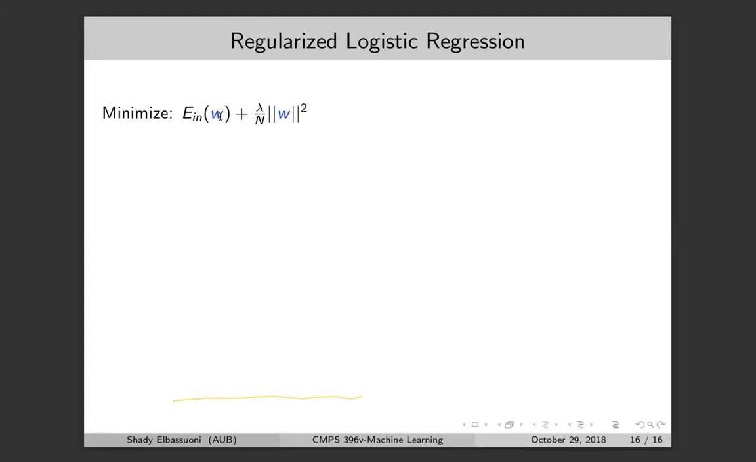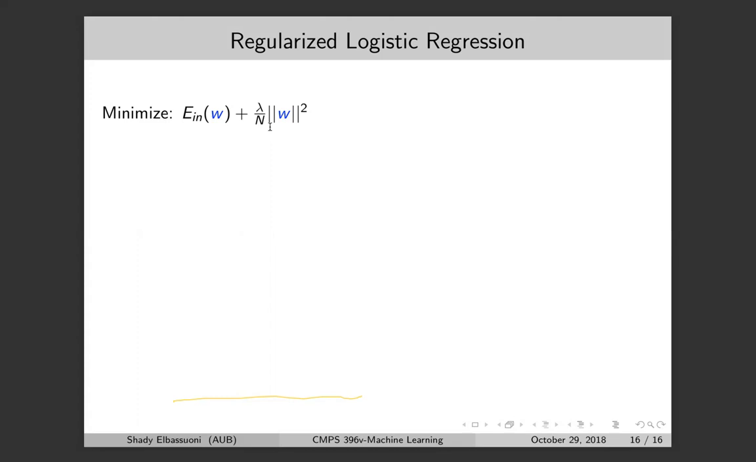Instead of minimizing the in-sample error of W, I minimize the in-sample error plus lambda over n times the norm of the weights squared, which is basically the summation of the weights squared. If you expand this, it becomes the sum from i equals 0 to d of w_i squared. So I just wrote it in vector form. What is lambda? It's a regularization parameter. Why do I divide by n? Because it simplifies things, so it's standard to divide by n.